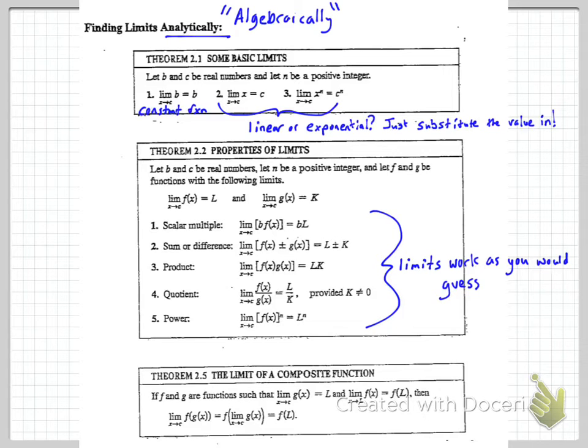In the second one, it just says if you add two functions together and take the limit of that, that's the same as finding the limit of each one and adding them together or subtracting them. Same with the product, same with the quotient. You have to make sure the denominator is not 0 in that case, and same with the power. In other words, if you can find a limit, if you do something to that function originally, the limit of that new function is just going to be whatever you did to that original function.